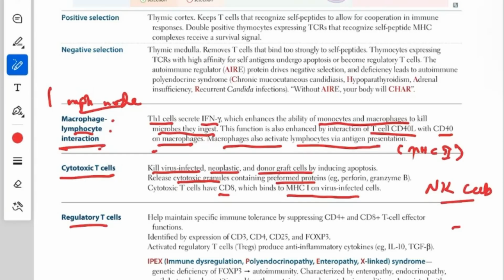So regulatory T cells, like we said. Sorry, can you wait till we get to the end of the page? Please mute your mics.